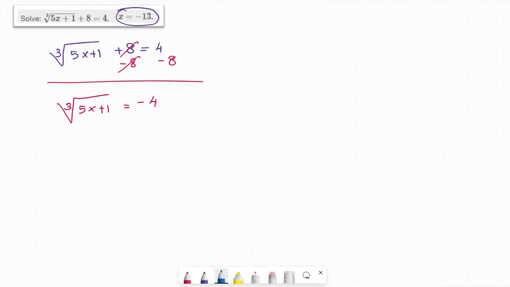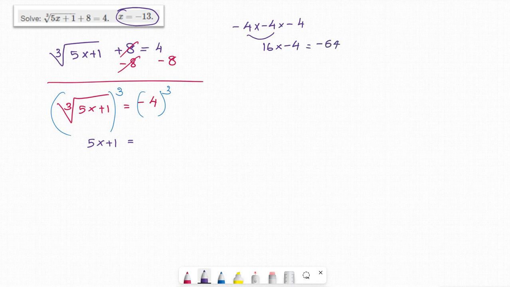So we are going to take the third power on both sides, and that takes away the radical sign from here. So it is 5x plus 1 equal to negative 4 to the power 3. Negative 4 to the power 3 is, we know, negative 4 times negative 4 times negative 4. Negative 4 times negative 4 is positive 16, times negative 4 is negative 64. So we can write it as negative 64.